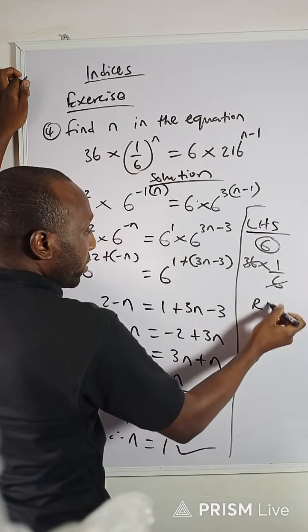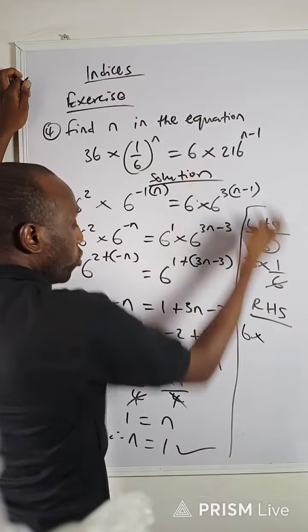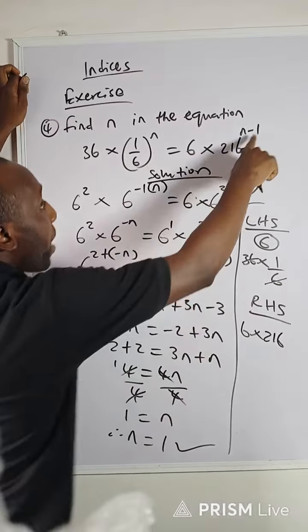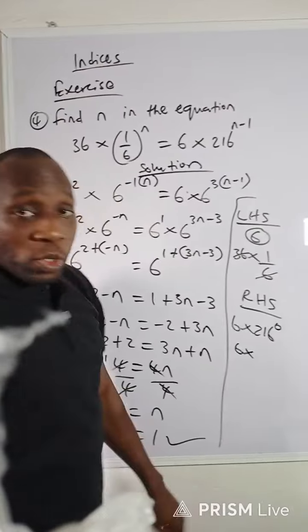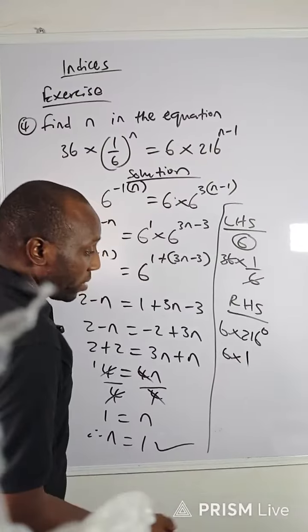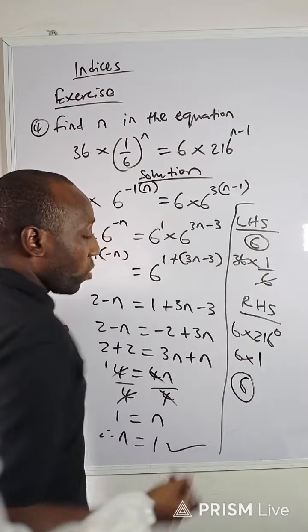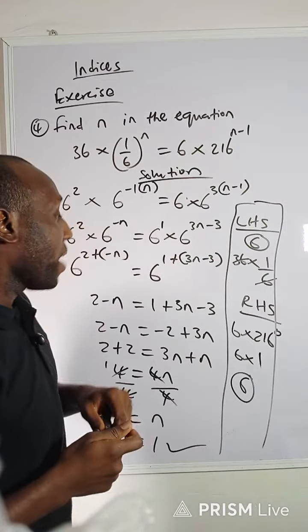What about the right-hand side? This is 6 times 216. N is what? 1. 1 minus 1 is what? 0. 216 to the power of 0 will give you what? 1. Are you seeing it? So 6 times 1 is 6. So we got the same thing on the right-hand side as we got on the left-hand side. So yes, we have proven that what? The value of n is what?